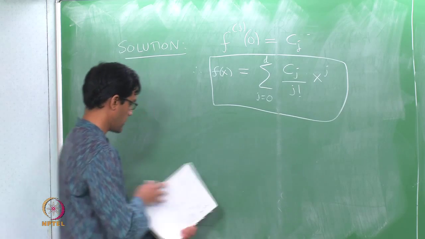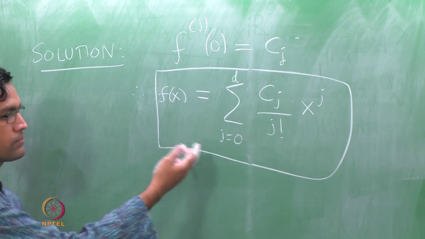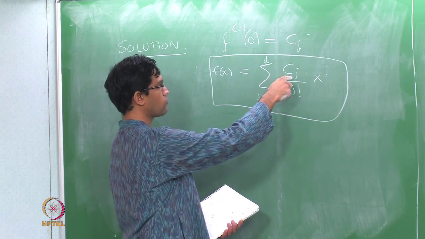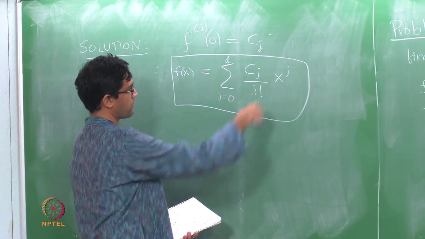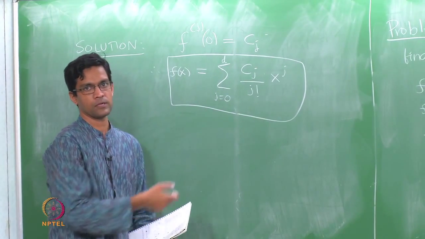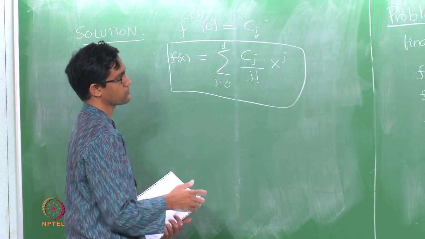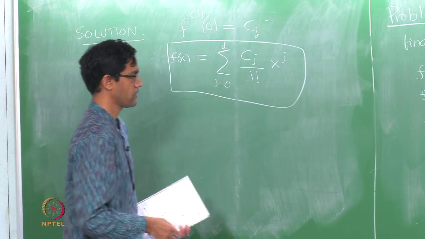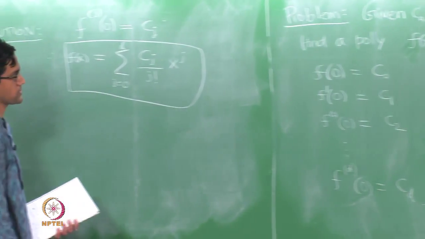Now just one remark here, observe this may not have degree exactly d, because the dth derivative could be 0. Suppose my Cd is 0, it means that x power d occurs with coefficient 0. So this could very well have degree smaller than d. So all we can say is at most d is the best we can say, because we do not quite know what this last real number is.